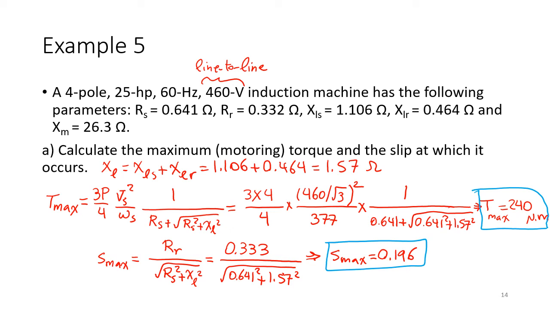Any question? Why did you divide the voltage by root 3? As I said, the voltage given there is line-to-line voltage, but we derived all these equations based on the per-phase model. And in the per-phase model, you need line-to-neutral voltage. Any other question?